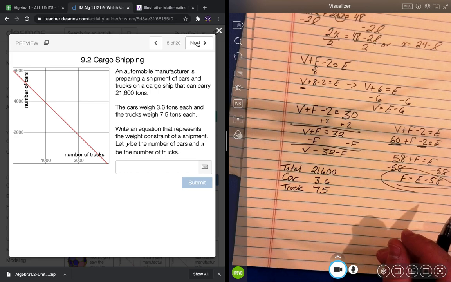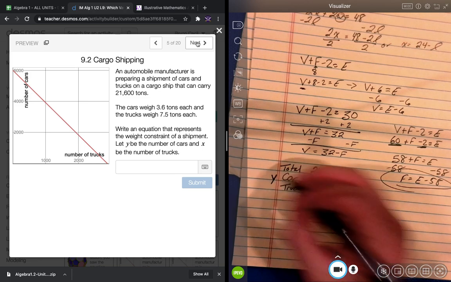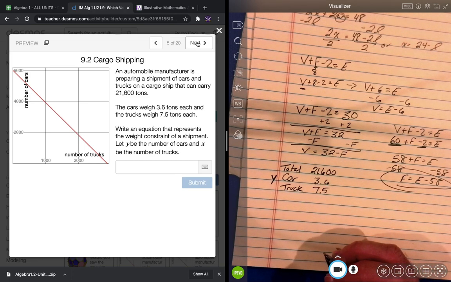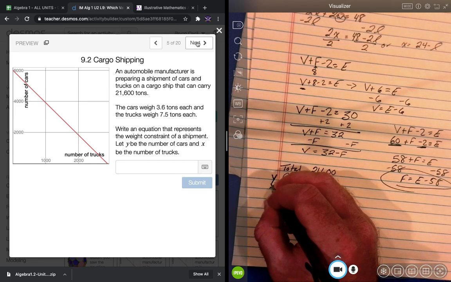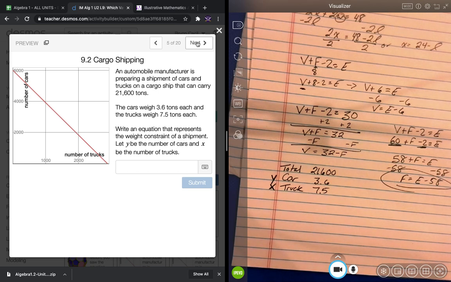Okay? It says let Y be the number of cars. Let X be the number of trucks. Okay, so guys, they've given us this. So now, to get a total, what would we do? Well, we would add the number of cars that we had with the number of trucks.